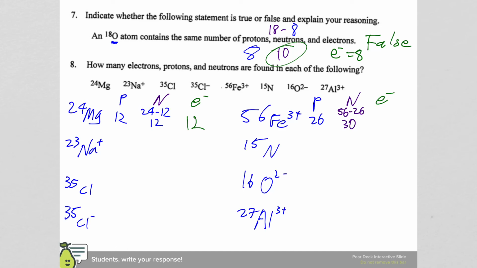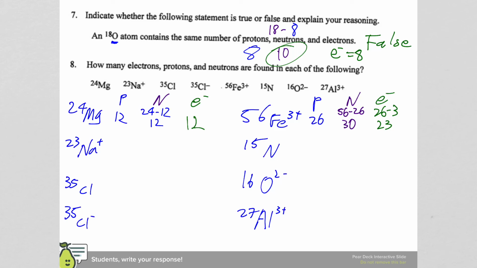In this case, there is a 3+ charge next to the iron ion. So therefore, there are 3 fewer electrons in this case. So you do 26 minus 3 to get you the actual count of the number of electrons, which is 23. So hopefully this helps you being able to determine that.